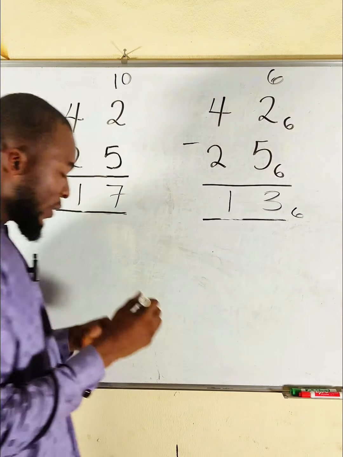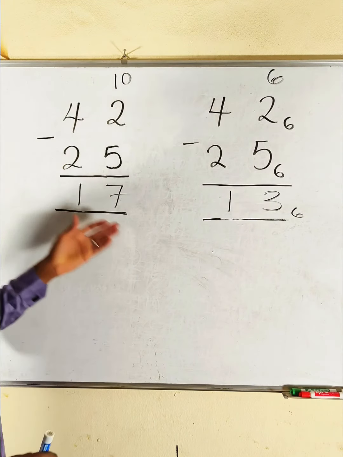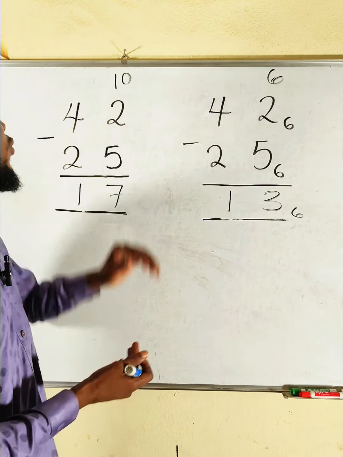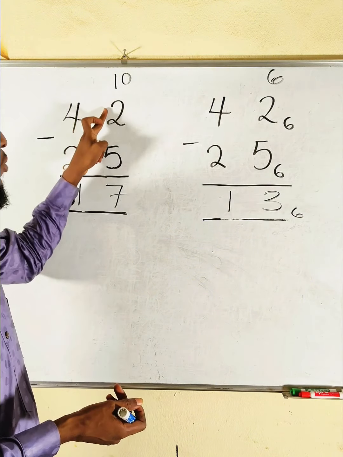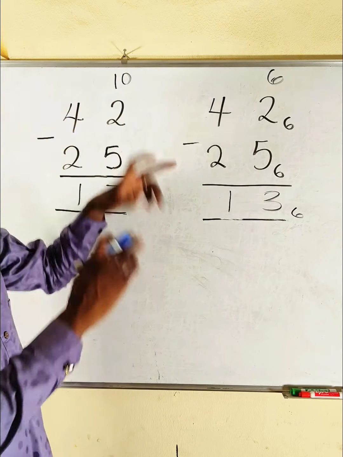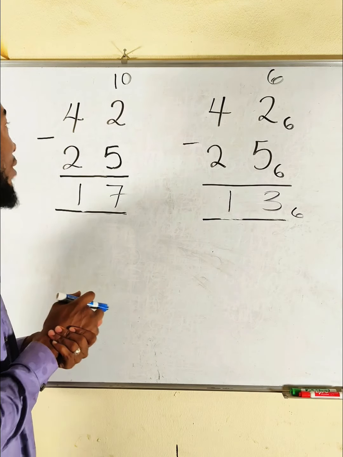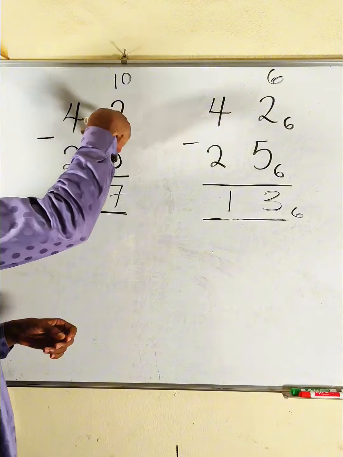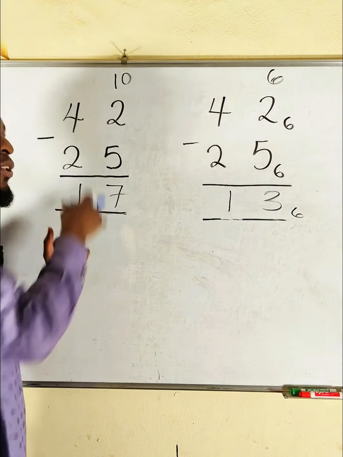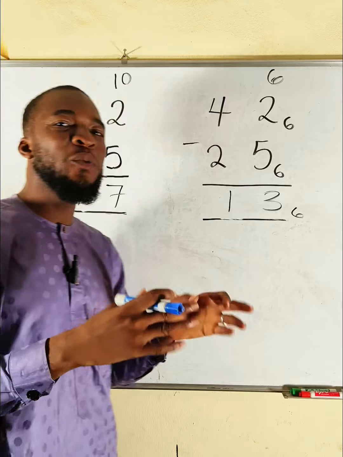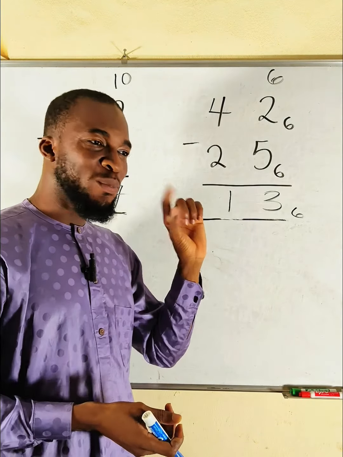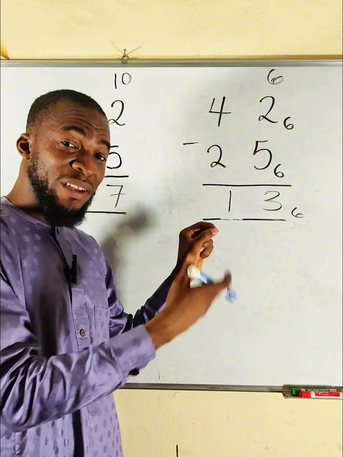So the two answers are entirely different. This is 17 and this is 13 because of the base. So do not place your 1 here. It's very wrong. Instead, find somewhere to write your bundle which you have borrowed. Then you add it to the unit number before you subtract. So the reason why we borrow a unit as 10 is because we are dealing with numbers in base 10. If they are in other bases, please always borrow that number equivalent to the base.